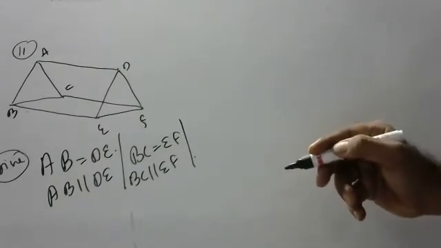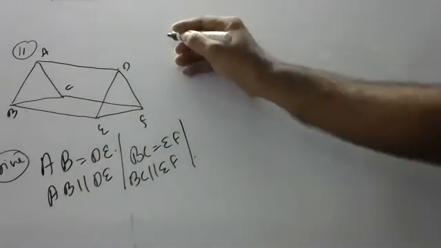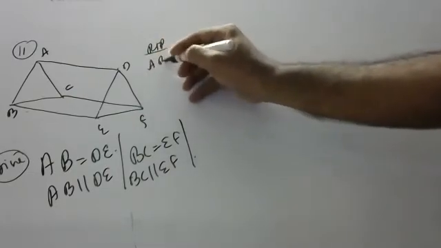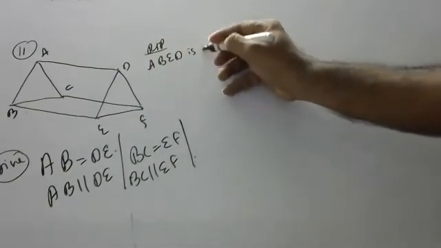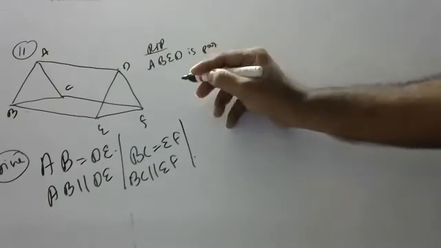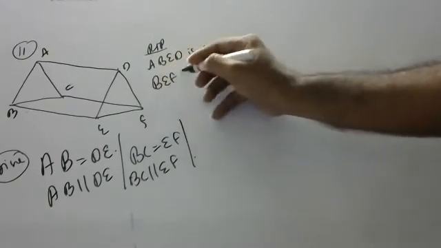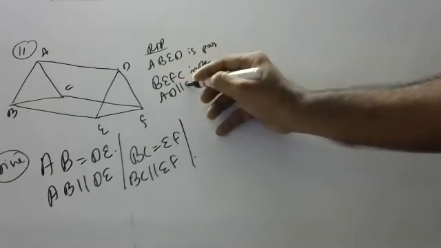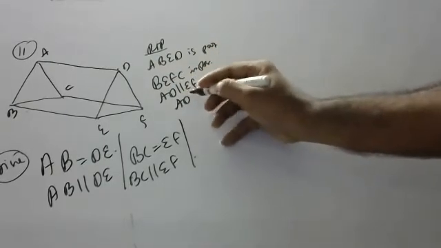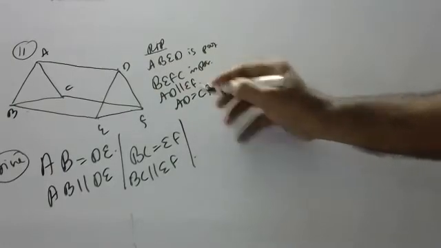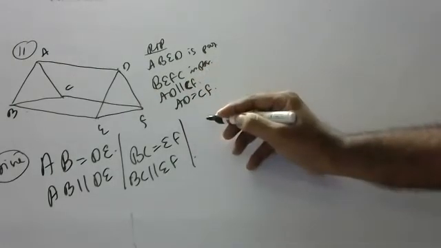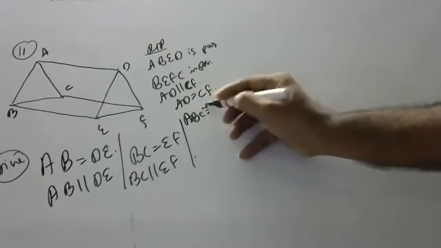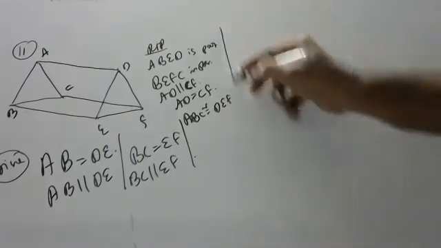Okay, children, that's all. Now required to prove. Oh, so many proofs are there. He's asking first to prove ABED is a parallelogram. Then he's asking to prove BEFC is a parallelogram. Then AD is parallel to CF. Then AD is equal to CF. And he's also asking us to prove that ABC is congruent to DEF. This many questions are there.